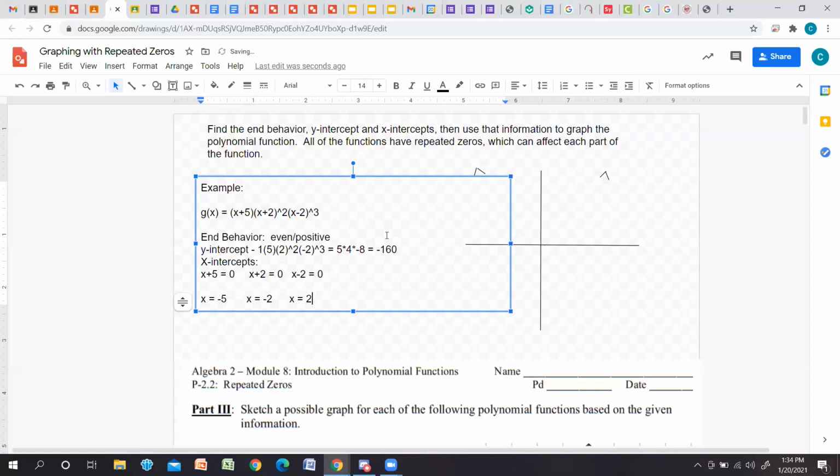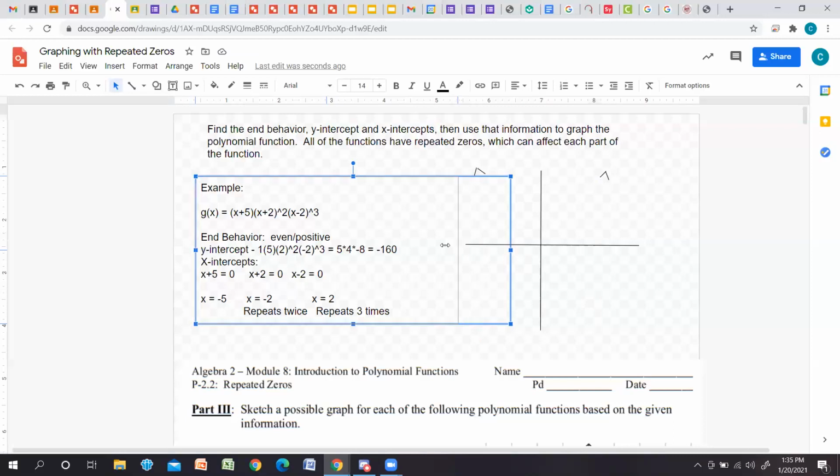Okay, then we see, are any of these repeated zeros? Well, this is a repeated 0, repeats twice. x equals -2, so -2 repeats twice. Yeah. And then x equals 2 repeats 3 times. Okay. So at -2, it's going to sort of bounce off that point. At 2, it's going to sort of flatten out, but keep on going in the same direction.